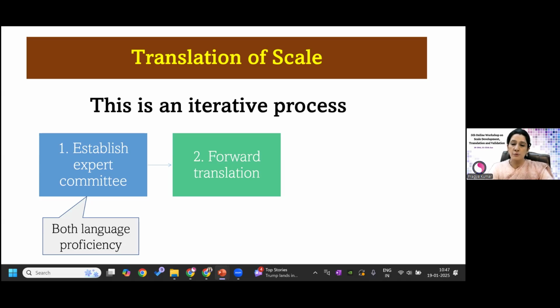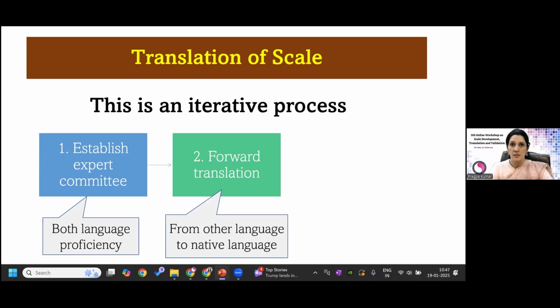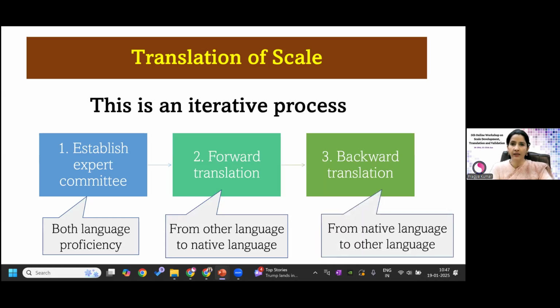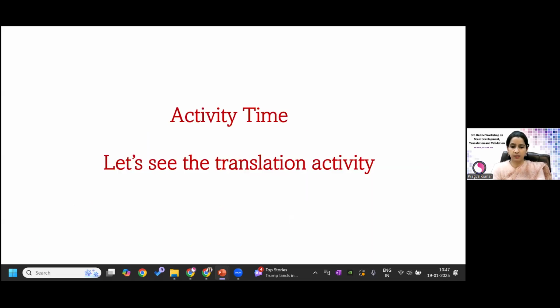So three of you can do this forward translation, and another group can do the backward translation. That means if you have done from English to Marathi, then the other set of people will do from Marathi to English, and then you can match these two. You all can sit together and look for any inconsistency, and you can try to remove those inconsistencies.